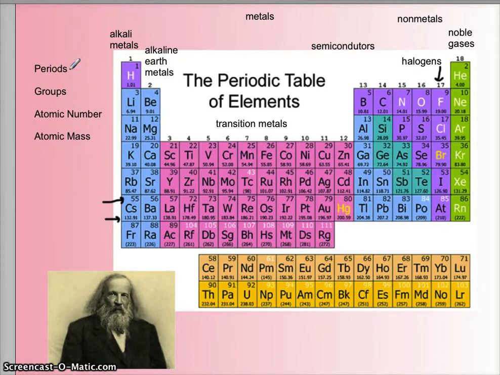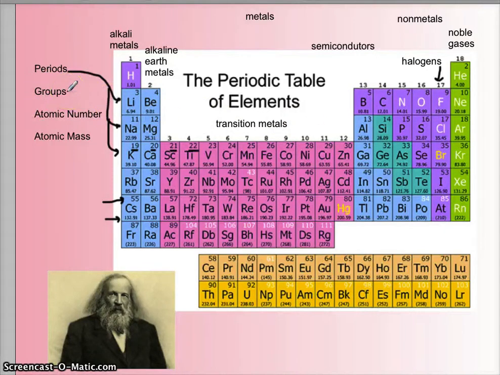There are periods, which are horizontal rows. For example, this is a period. This is a period. This is a period. These are the horizontal rows. They are by number of protons, and as you go through them, the number of protons increases by 1 as you go along the period. Orbitals can also be determined by periods. You have the s orbital, this is the p orbital, and so on and so on.